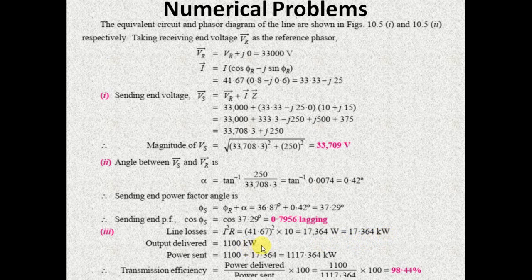The power which is being delivered to the load is given in the problem itself. So by adding these two terms, we will be able to get the power which is being sent from the sending end. Now you can simply determine the value of transmission efficiency by making suitable substitutions here, and you will be able to get the value of transmission efficiency as 98.44%.